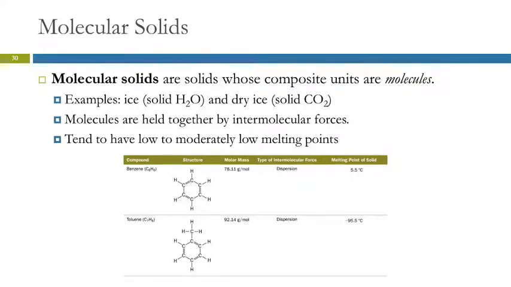What's holding them together in the solid form are intermolecular forces. Intermolecular forces are weak, and so molecular solids tend to have low melting points, low up to moderately low melting points. Here's an example of two different molecular compounds, and they would form molecular solids, benzene and toluene, and they have low melting points.